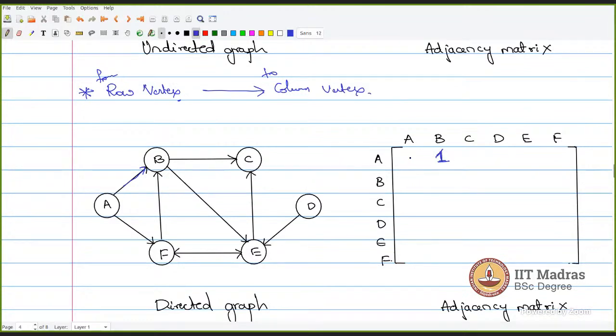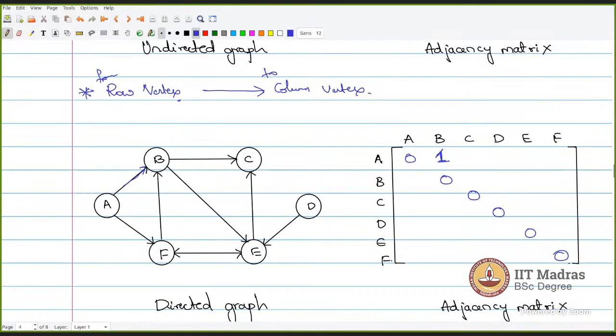Similarly, whether it is directed or undirected, there will not be any loops. So the diagonal elements will always be 0. Now let us fill this table again.